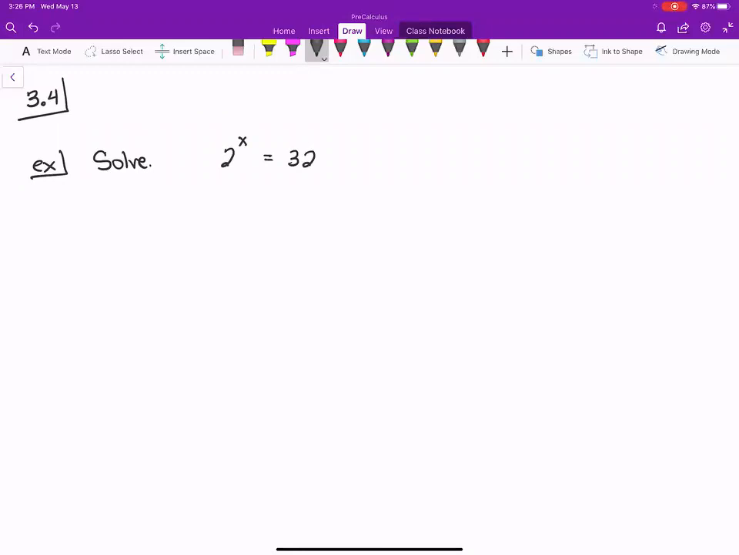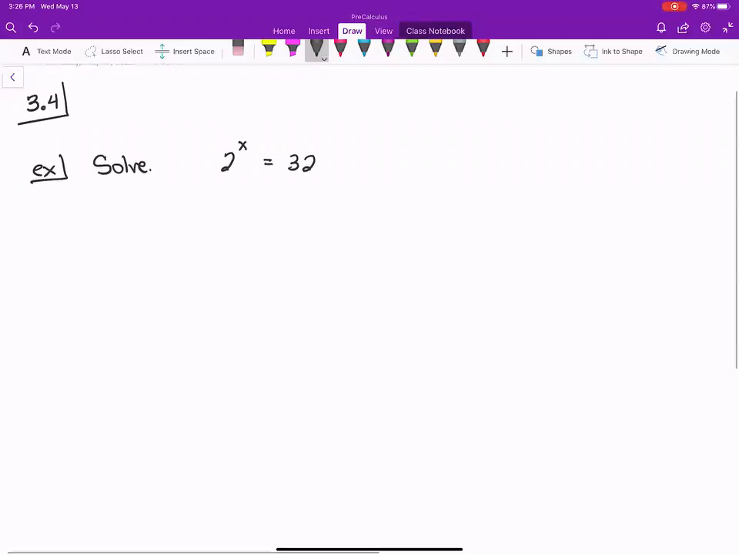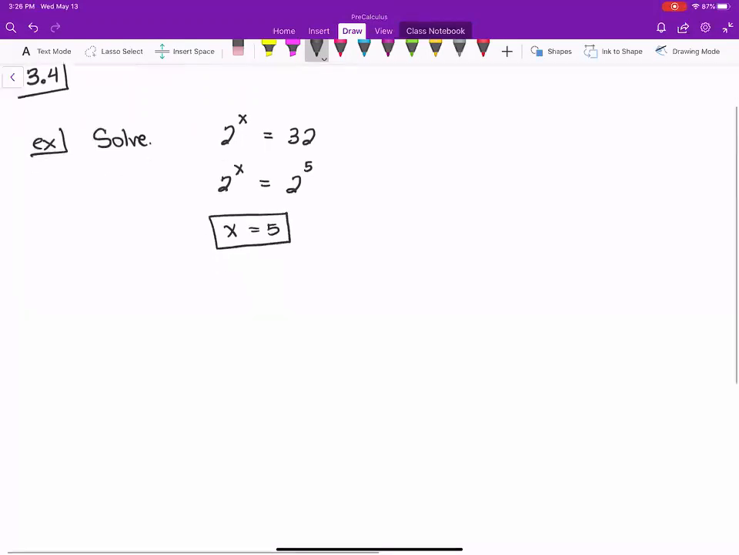But one of the ways that you can do it is you can change the bases and make them the same. So I can think of 32 as 2 to some power. So 2 to the 5th power would give me a 32. And so then once the bases are equal, then you just say, well, whatever's in the exponent spot has to be equal. So x should be 5. But that one you would have been able to solve probably just by looking at it, because you know that 2 to the 5th power would be 32.